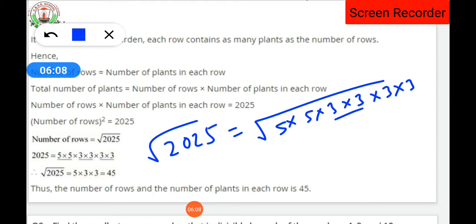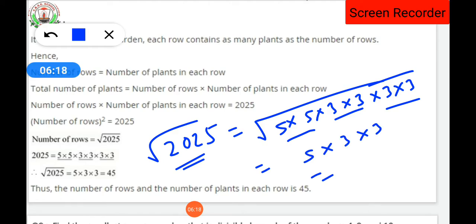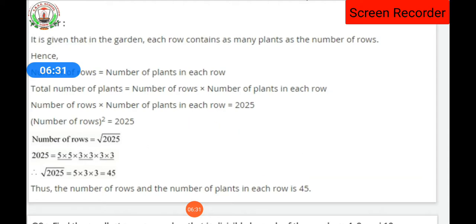Here we had found the factors written inside the square root, as we have to find the square root of 2025, and from the pairs one of the numbers will come outside from the square root. So it will be 15 into 3, how much? 5 into 3 will be 15 and 15 into 3 is 45. Therefore, the number of rows in the garden is 45, as well as the number of plants planted in each row is 45.